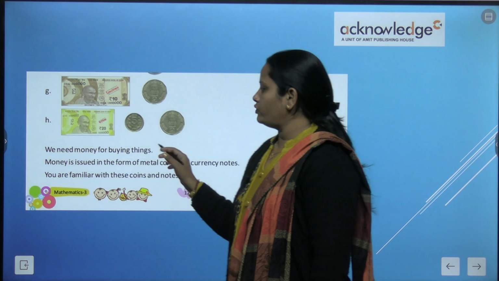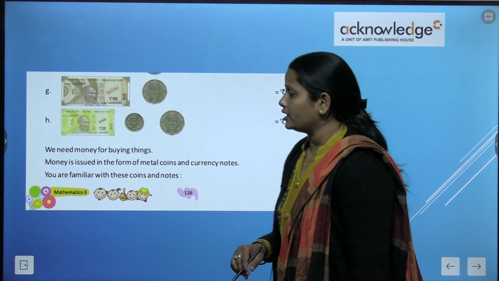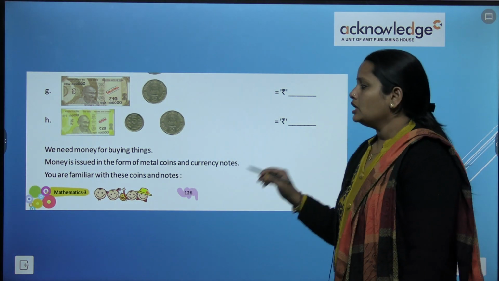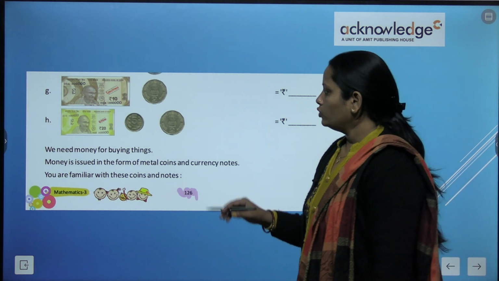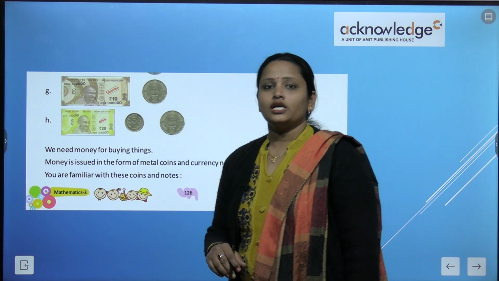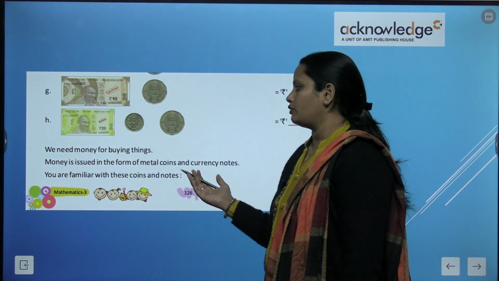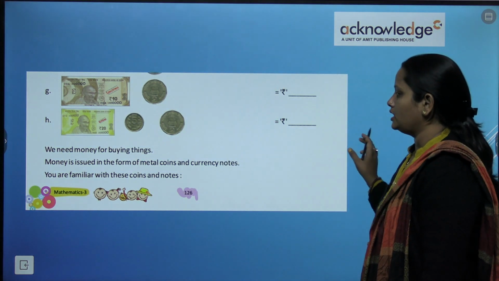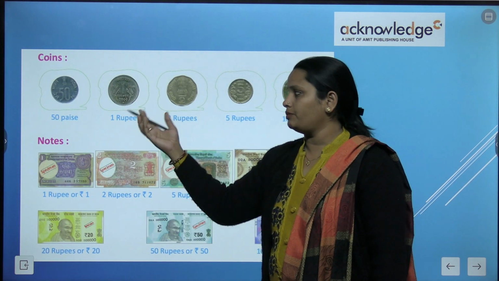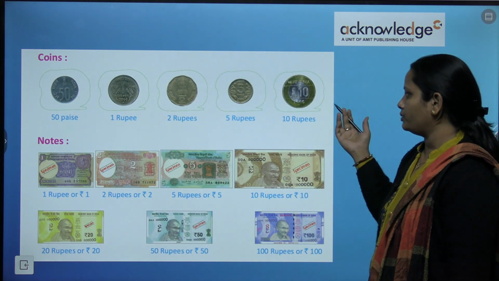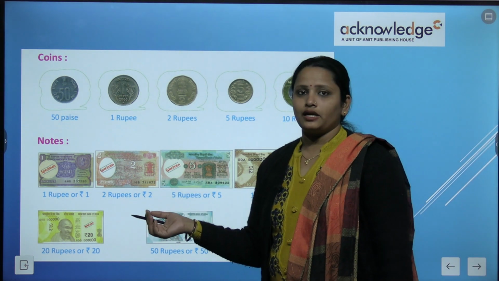We need money for buying things. अगर कोई भी चीज हमें खरीदनी तो हमें क्या चाहिए? Money. Money is issued in the form of metal coins and currency notes. तो आप देख सकते हो coins और notes के रूप में ही हमें मनी मिलता है. We are familiar with these coins and notes. So इन कॉइन्स और नोट्स को हमने पहले ही देख रखा. 50 paisa, 1 rupee, 2 rupee, 5 rupee, 10 rupee. Now the notes' turn has come.